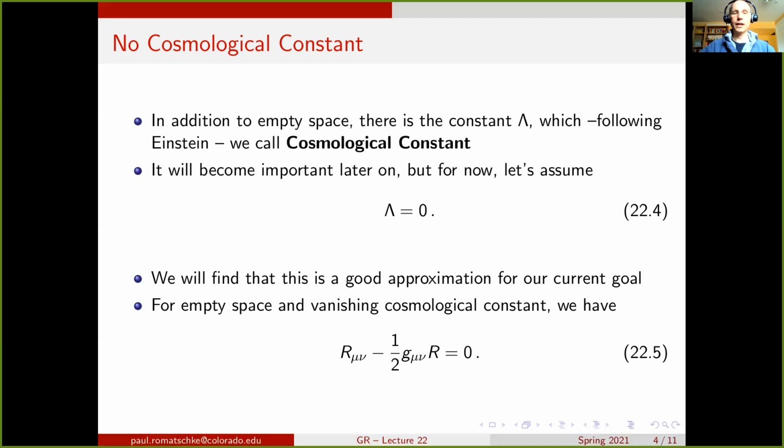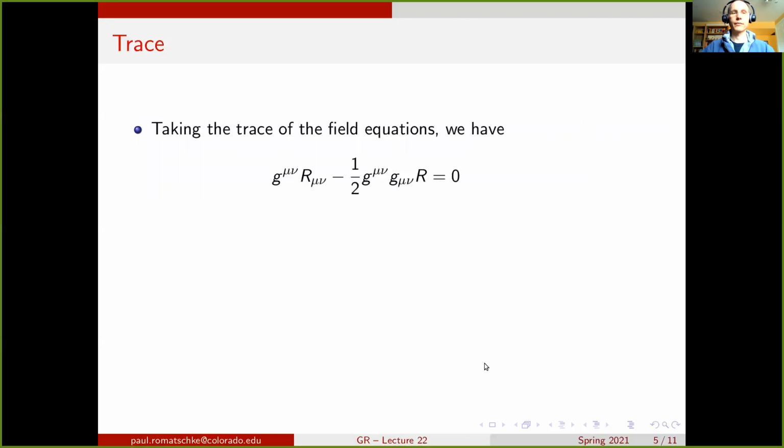So if we make this assumption, then for empty space and for vanishing cosmological constant, the Einstein equations just become R_μν minus 1/2 g_μν R is 0. We can take the trace of the field equations, which just means that we contract the field equations with the metric tensor g^μν. If we do so, we recognize here the contraction of the Ricci tensor, which just gives us back the Ricci scalar. And here we have the contraction of the metric itself, which just gives us the number of space-time dimensions that we consider. So the first term just comes down to being R. And since we have 4 space-time dimensions, 4 over 2 is 2. So we have R minus 2R is equal to 0, or R is equal to 0.